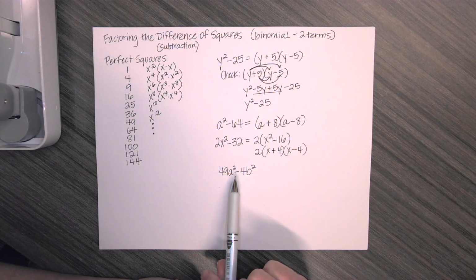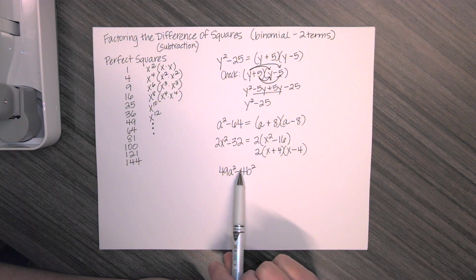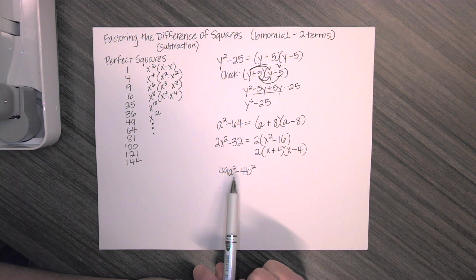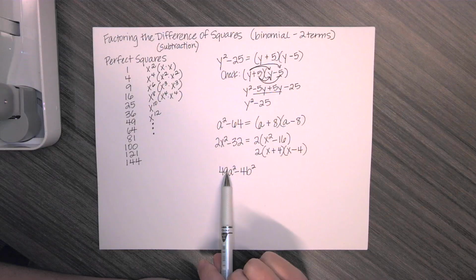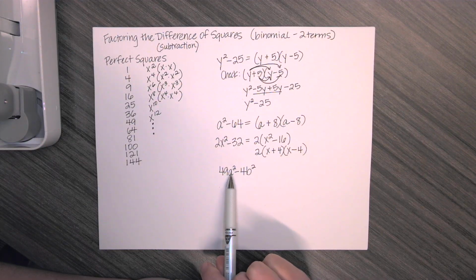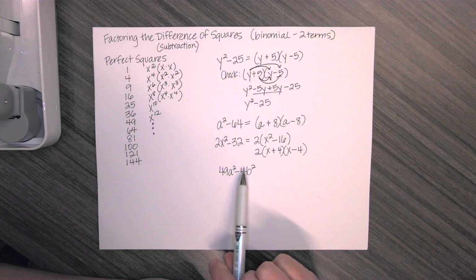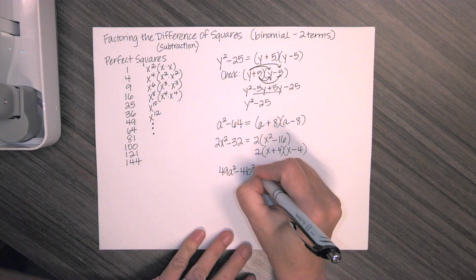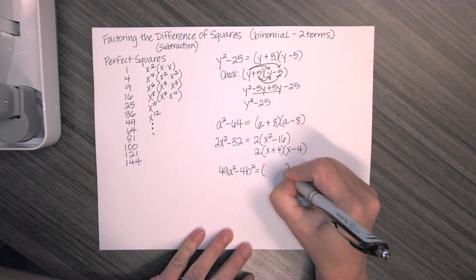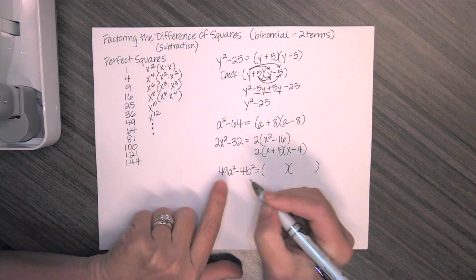For it to be the difference of squares, every single part has to be a perfect square. So we're going to check each part. 49 is a perfect square. A squared, yes, that's a perfect square. 4 is, and b squared is. All right, so this is in fact the difference of squares.